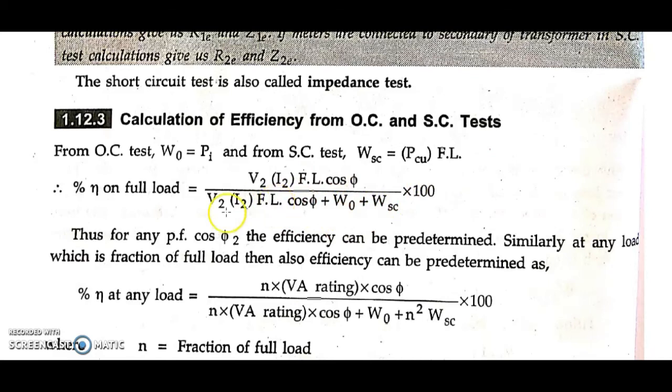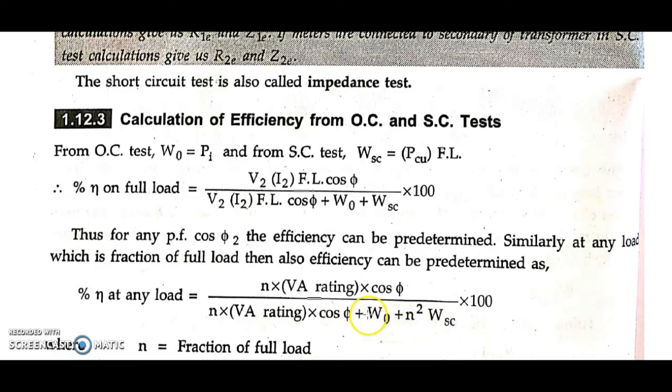If you want to calculate efficiency at a different power factor or at a different load, then this formula has to be used. That's why it is written here as efficiency at any load. In that case, you just need to make minor changes to the existing formula. You need to multiply n in the numerator as well as n in the denominator for the first part, as well as n square to the WSC.